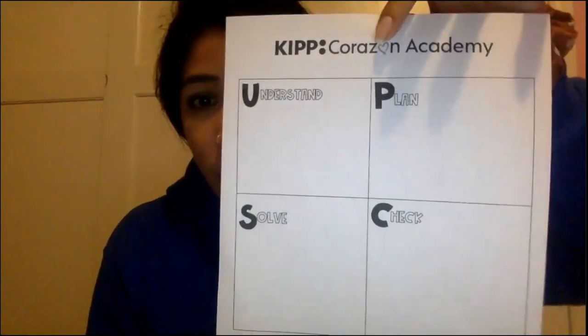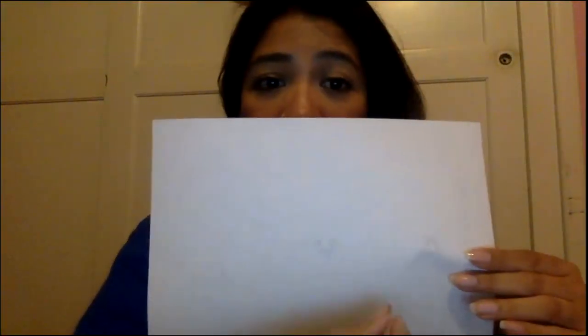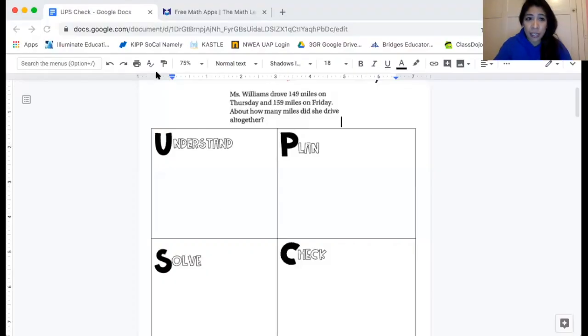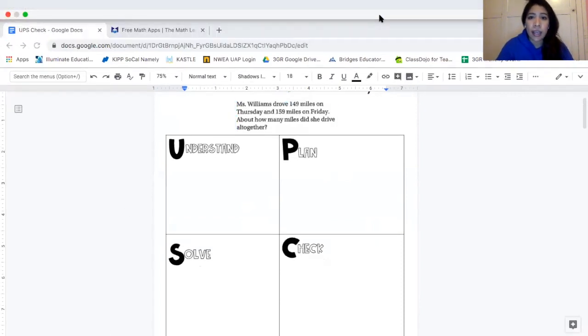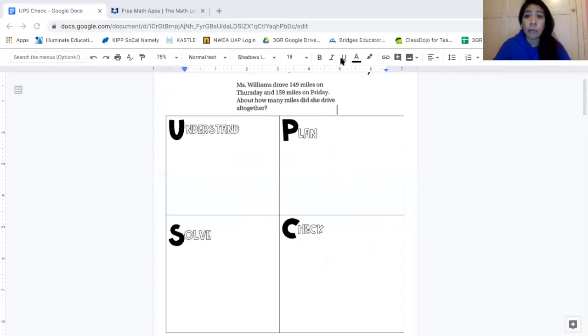So let's get started. I encourage you, on your blank piece of paper, to create something like this, or you can even just do it on this side and fold it into fourths: understand, plan, solve, and check. It's up to you. I am using one that I've created here. I just broke it up into fourths and I labeled them. And this is a word problem that I'm going to be working with today. I am going to read it, and I'm going to make sure that I'm also underlining important things that I know I need to keep an eye out for.